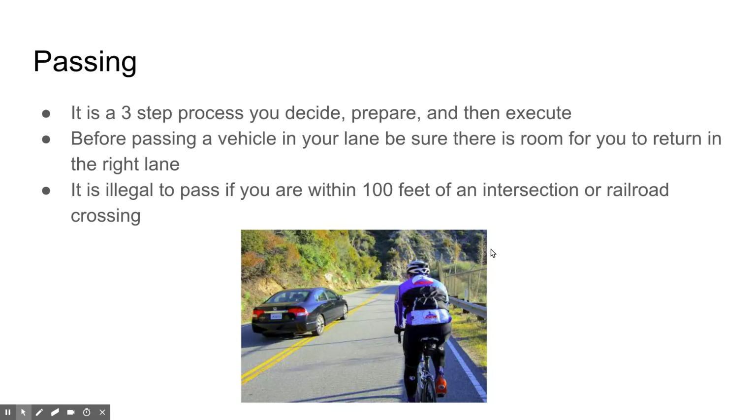Passing is a 3-step process. You're going to decide, you're going to prepare for it, then you're going to execute it. Before passing a vehicle, make sure you have enough room to return to the lane. Okay. It is illegal to pass within 100 feet of an intersection or a railroad crossing. Curves and bridges are all on there. But if you notice in this picture, you do not want to pass this double line.